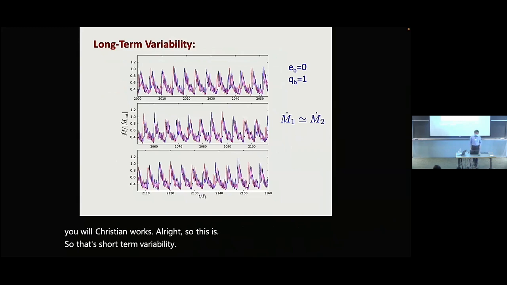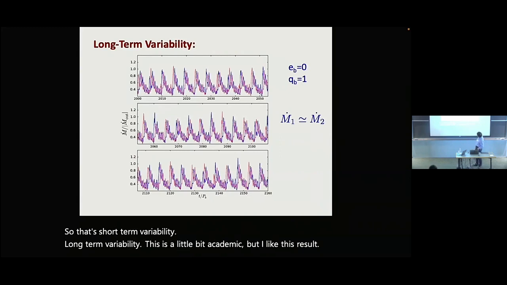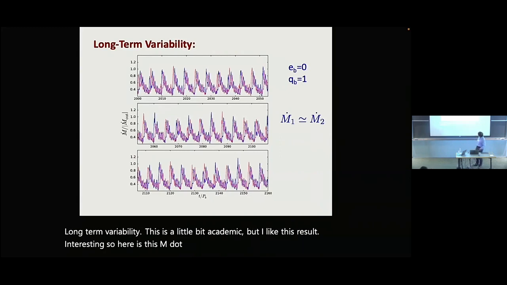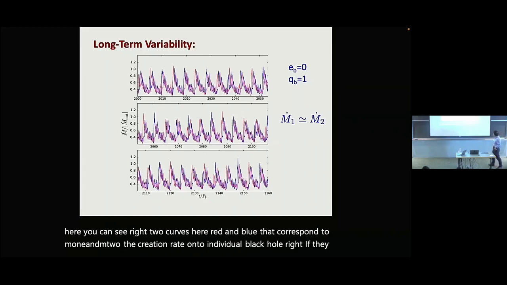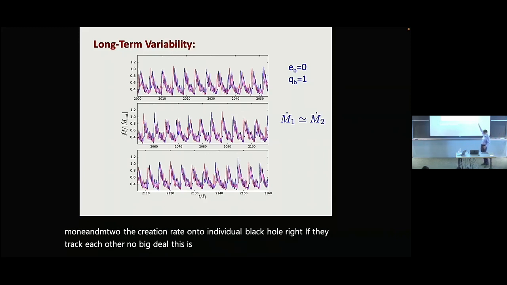Long-term variability, this is a little bit academic, but I like this result. It's interesting. So here is this M dot light curve, right? There are 2 curves here, red and blue, that correspond to M dot 1 and M dot 2, the accretion rate onto individual black holes, right? They track each other, no big deal. This is an equal mass binary on a circular orbit.